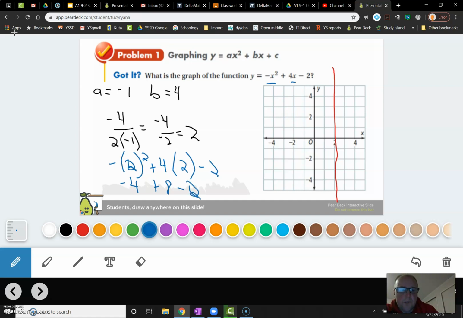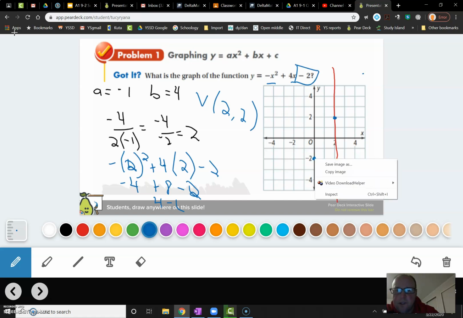Alright, so negative 4 plus 8 is 4, minus 2, so we get 2. So it means the vertex is located at (2, 2). And we also know with the c value, we're going to have (0, -2). Since this red line is a line of symmetry, if I go 2 to the left, that's where I find it. So that means if I go 2 to the right, I should have another point.